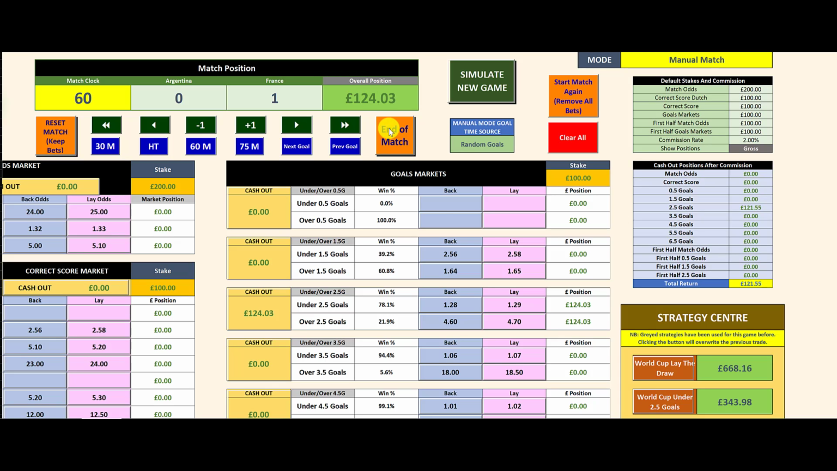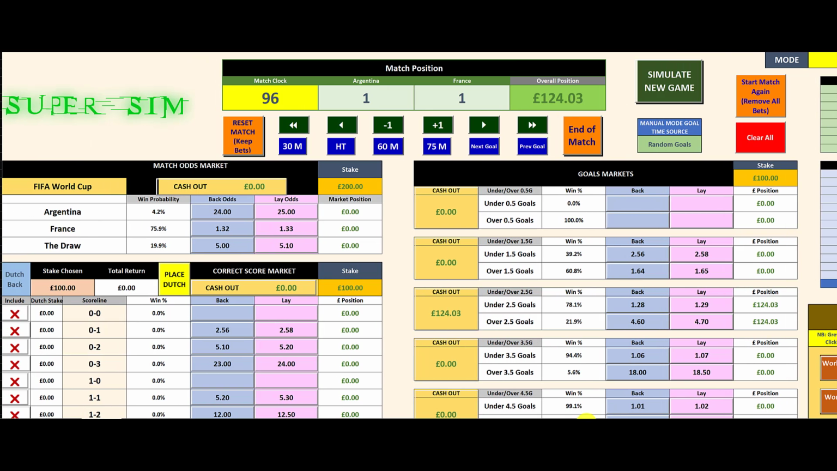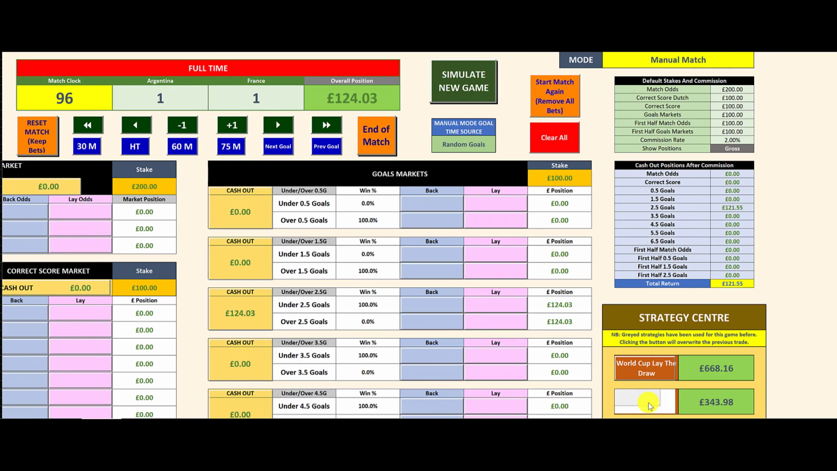Oh no, we've got to end the match. I always forget to do that, and I know people who use the simulator make this mistake also. Anyway, the match ends as a 1-1 draw, and now we can get it saved into our strategy center.